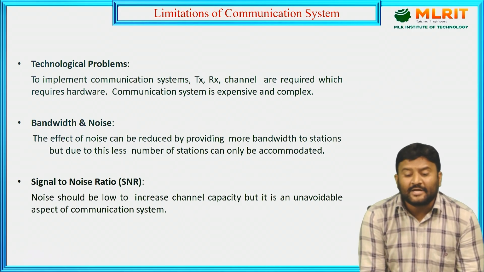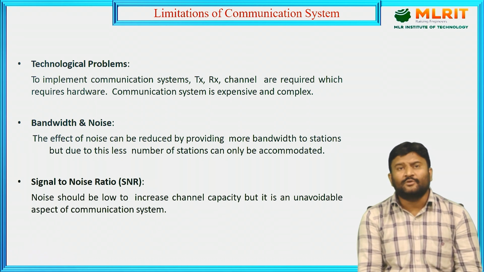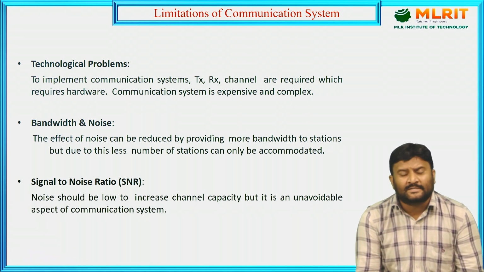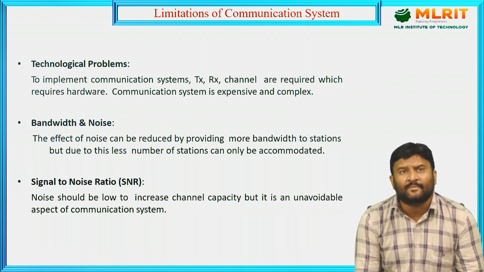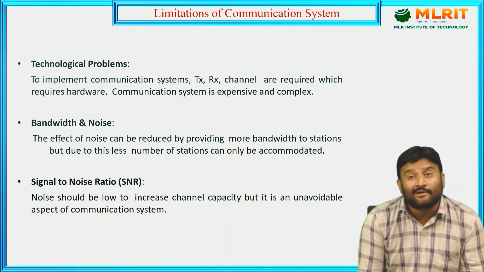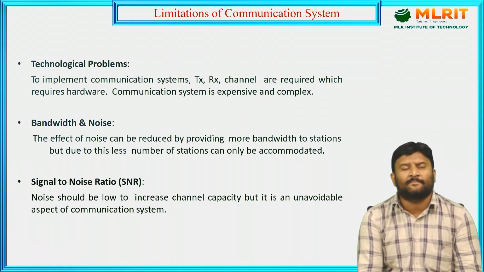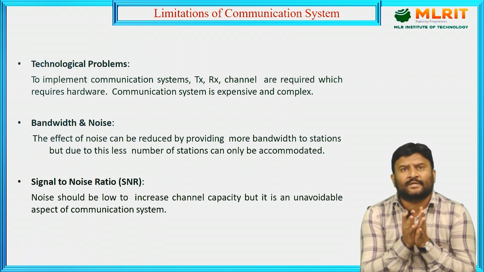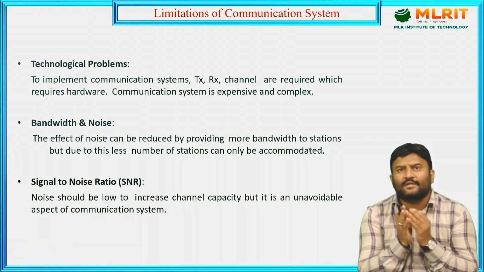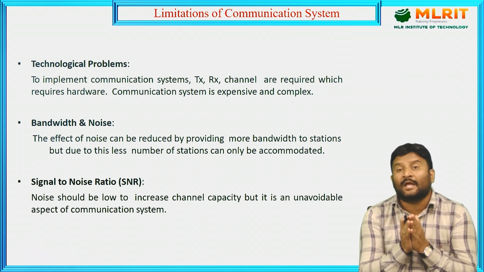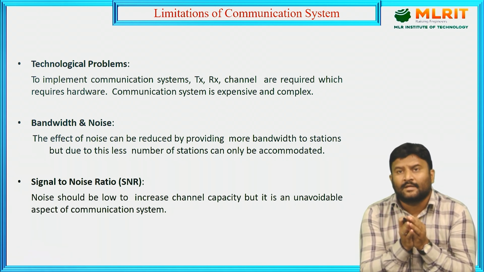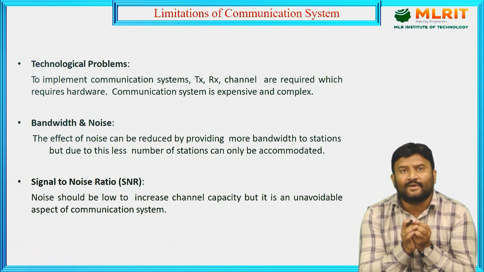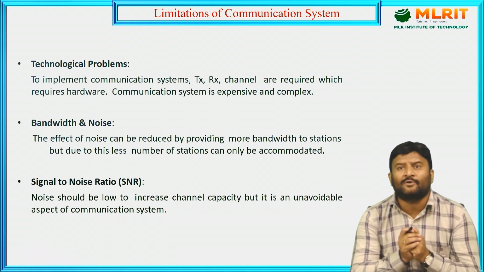Then, what are the limitations of the communication system? Also, we have many advantages. Transmitting information is a very fundamental thing nowadays. But what are the limitations of the communication system? Observe, the first one is technological problems. What is the meaning of technological problems? To implement communication systems, a transmitter, receiver and channel are required, which requires hardware. A number of components is required. Automatically, when the components increase, the circuit complexity increases. That's why a communication system is expensive and complex.